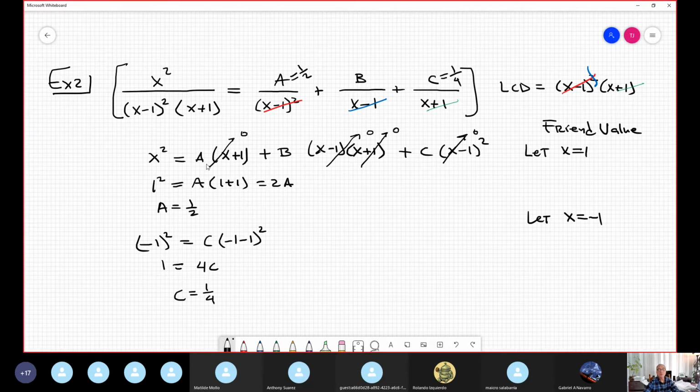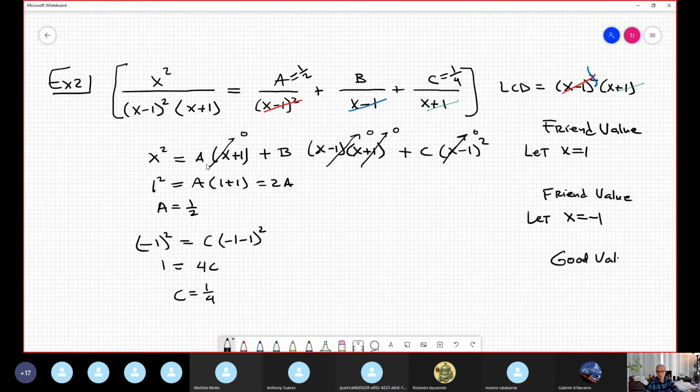1 over 4. But unfortunately, we have no more frame value. The only frame values that we have in our problem are positive 1 and negative 1, because they make at least one term 0. That is the reason it's a frame value. We have no more frame values. So what should I do? Well, again, set out the equation, now using good values.